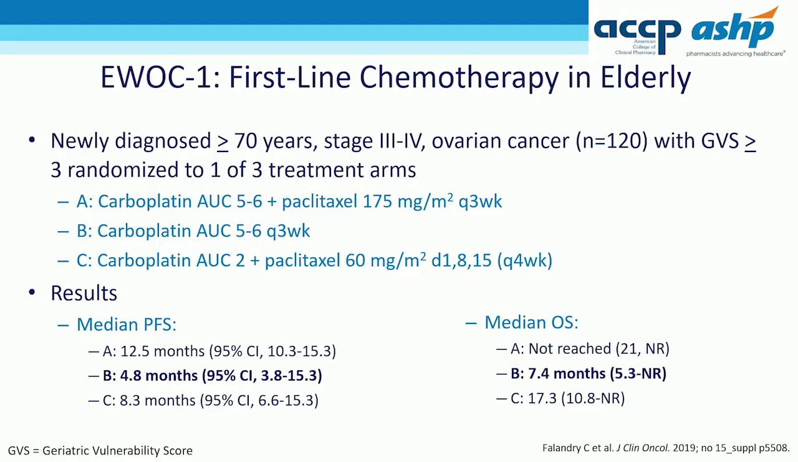And what we see here is that really the inferior arm is going to be that carboplatin as a monotherapy, and that's why you don't see it in the recommendations, but the other two are options for the patients. Now again, this one did the standard of the paclitaxel at 175, and the recommendation that we were seeing in the NCCN guidelines is that 135.